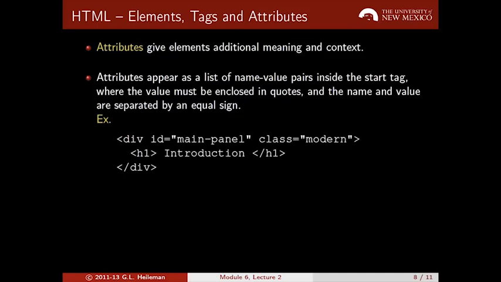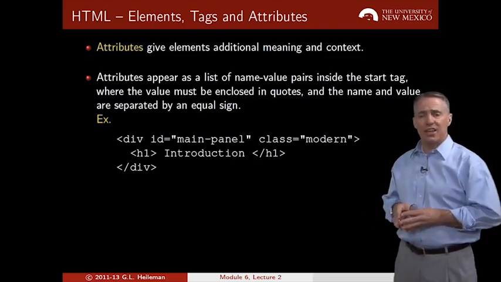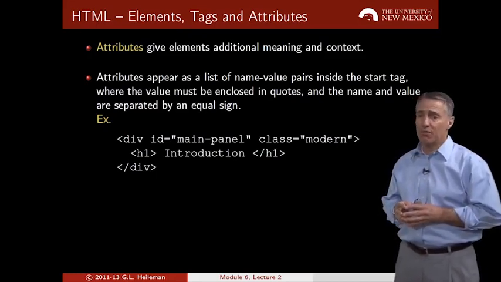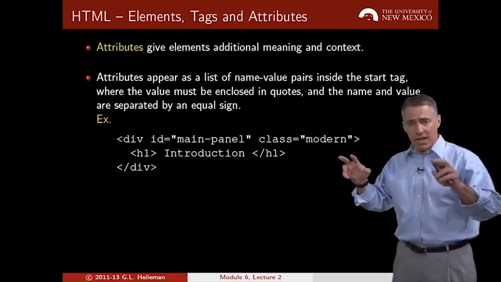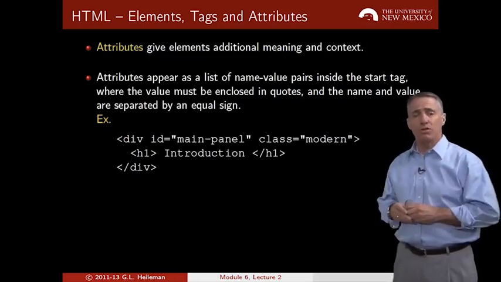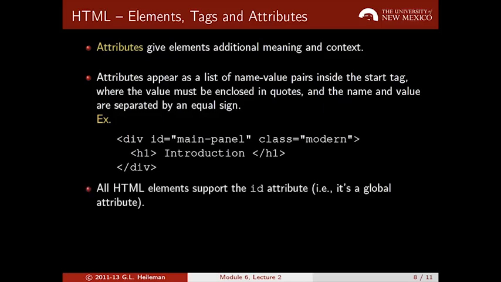Here's an example. You've already seen one. This is the same one as before, but I've added one more attribute. We've got the div, and the attributes here are an id attribute and a class attribute. It's a list, and there are no commas between the elements in this list. The first element in this list is id equals, in quotes, main panel. The second element of the list is class equals, in quotes, modern. Again, we'll use these attributes to help style these elements later on. But the important thing to recognize here is that those are HTML element attributes.